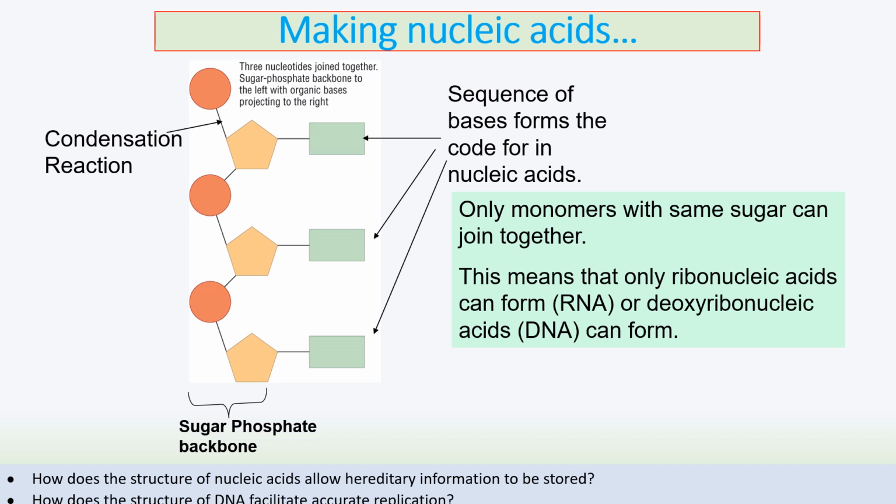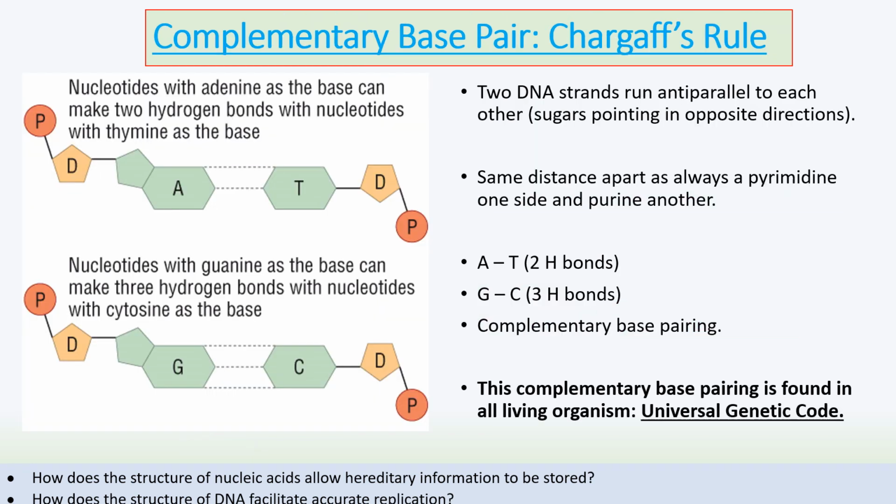In terms of making this into a longer polynucleotide chain of nucleic acids, we need to have these nucleotides connecting. So a reaction happens, forming this bond between the phosphate of one molecule and the sugar of the next one. Only molecules of the same sugar can join, so DNA can only join with DNA, not with RNA.